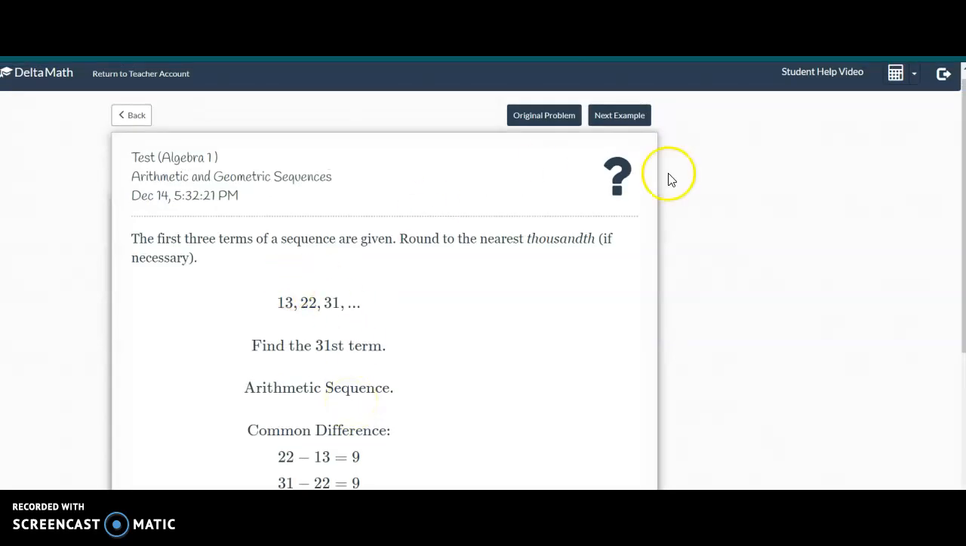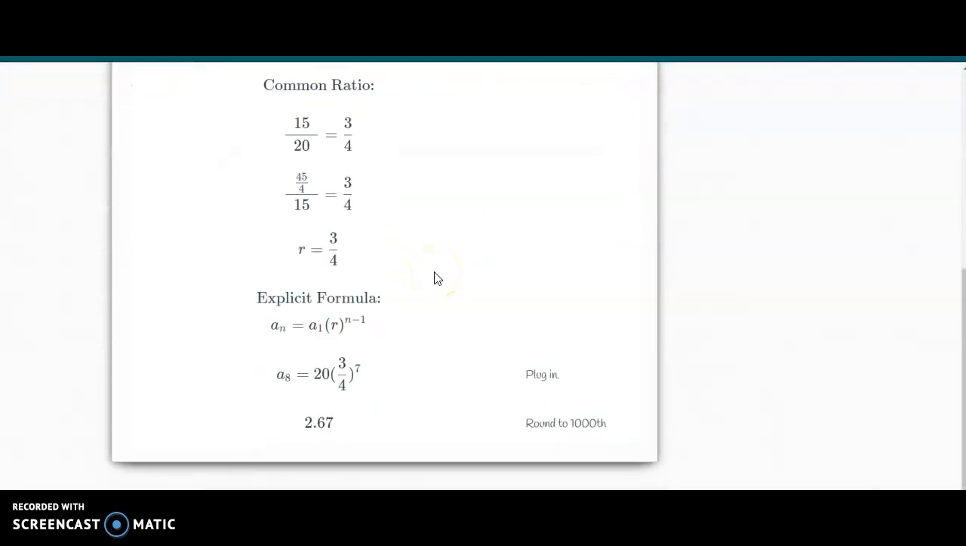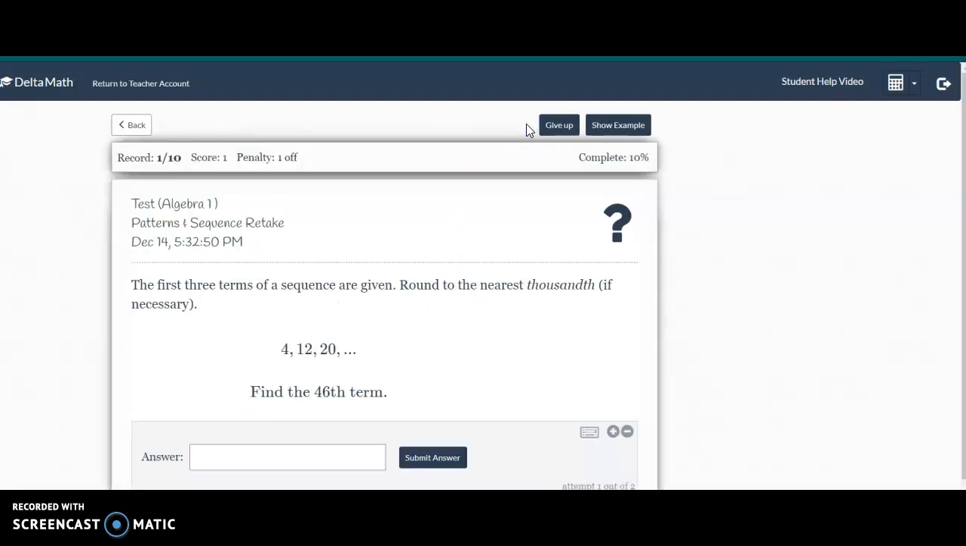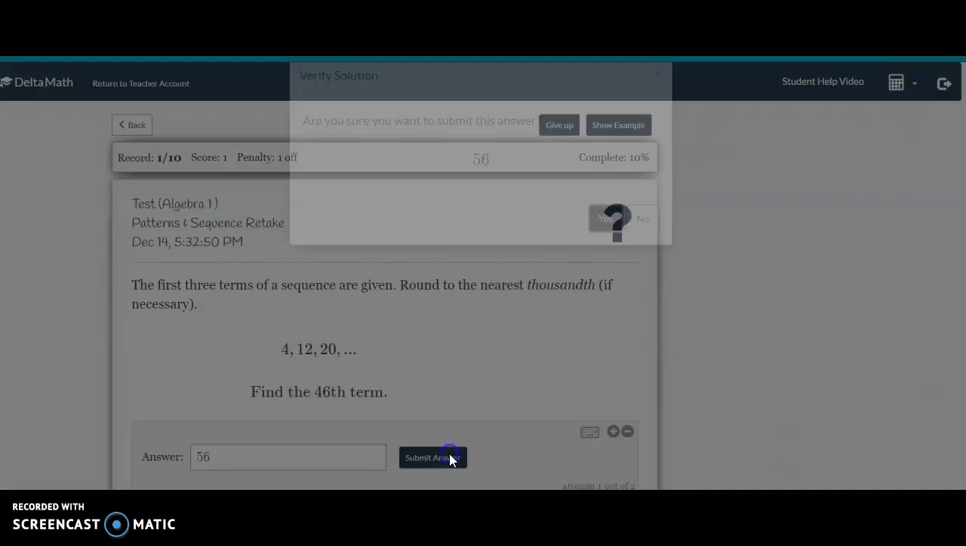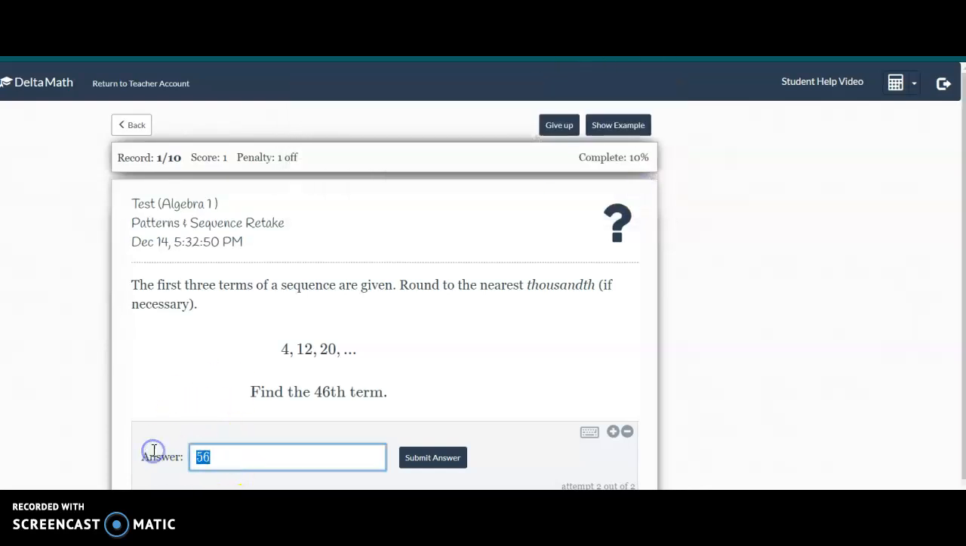All right, so what's cool about this is if I was still kind of confused, I could hit the next example until I'm like, okay, I can understand it 100%. Then I can go back to my original problem, type the answer in, and see if I got it correct. Now, let's say I got it wrong. Let's say it's 56. All right, if I submit my answer, it'll say your answer is incorrect. Try finding your mistake, and you have 1 attempt remaining. So each of these questions, you get 2 attempts to ensure, hey, you know what, I accidentally made some minor error. I added instead of subtracted, and stuff like that. So then you hit OK, and then you try again.